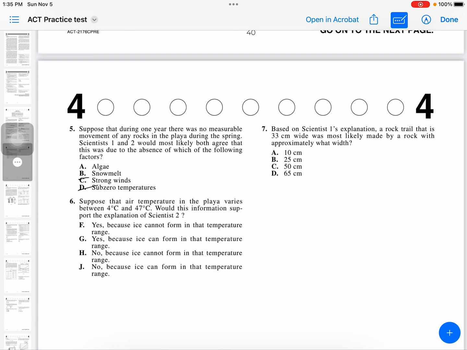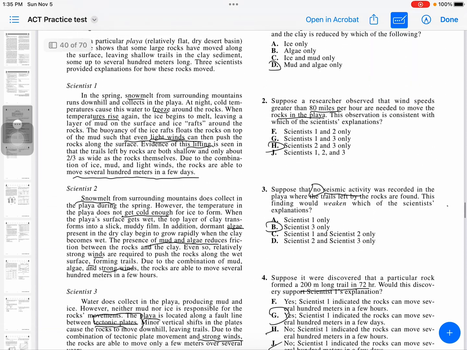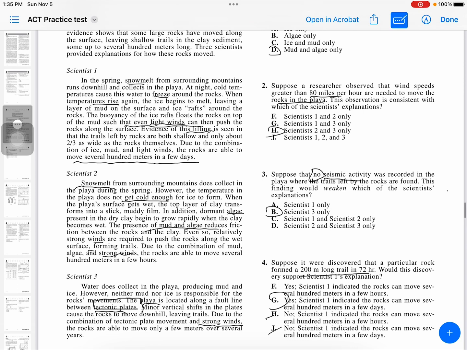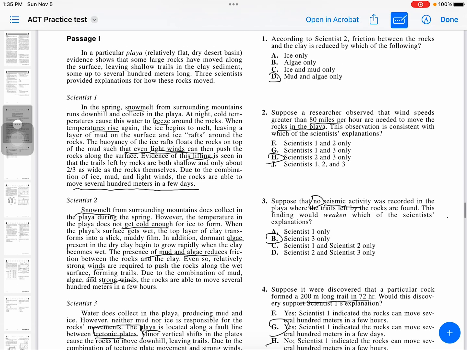And then what? Most likely due to the absence of which of the following factors? We both agree that this was due to the absence of algae. Presence of mud and algae, it says here, and ice rafts, rocks, trails, combination, mud on the surface, lifting, temperatures begin to rise.